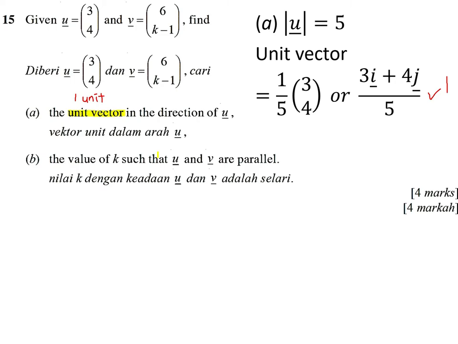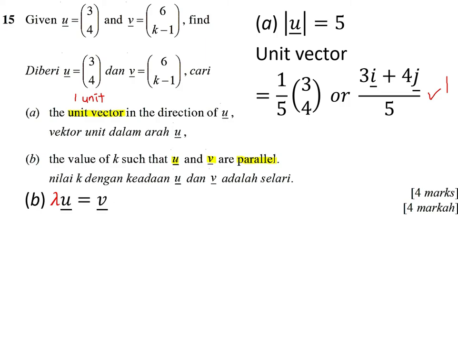The value of k such that u and v are parallel. u and v, these two vectors, they are parallel. So please recall the concept of parallel. If they are parallel, it means that one of the vectors is longer compared to the other vector. We know that if they are parallel, they always have a ratio between the two vectors, right? And if you don't know the ratio, we add the lambda.